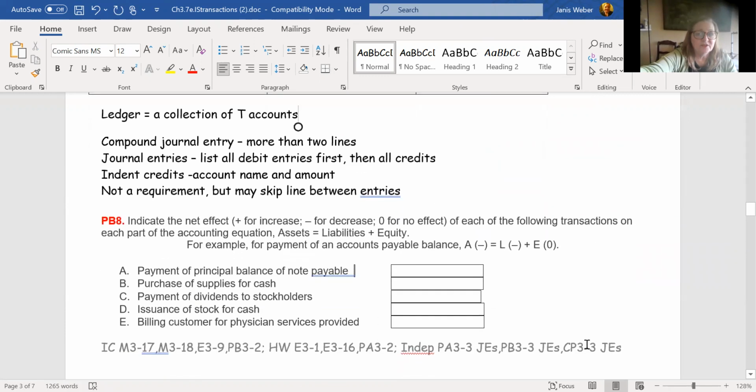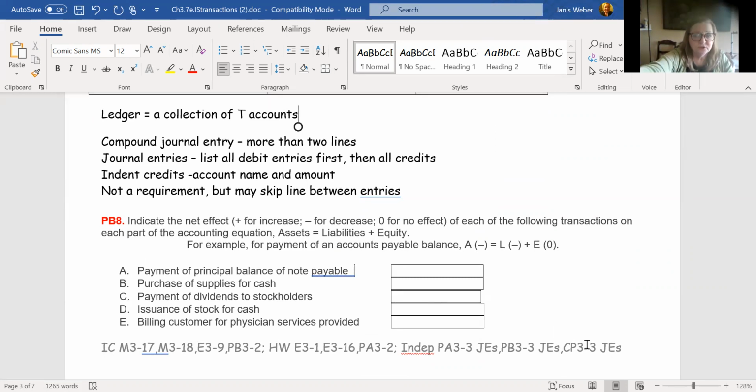Okay, now one thing we hadn't talked about before is when you have a collection of T accounts, that is called a ledger. Well, we might have actually talked about that in chapter 2 also. But basically the entire set of T accounts that we've done some exercises like would be called the ledger. And the ledger is just the same accounts that you would pull for your trial balance.